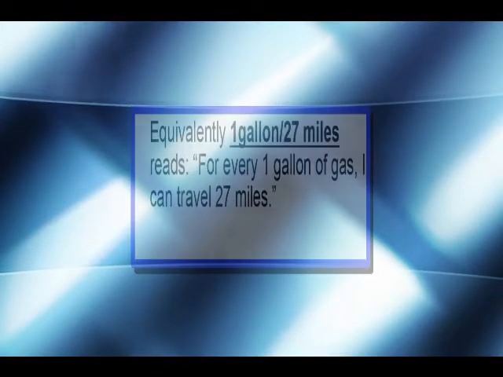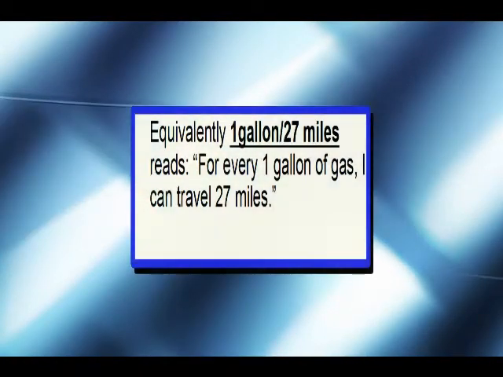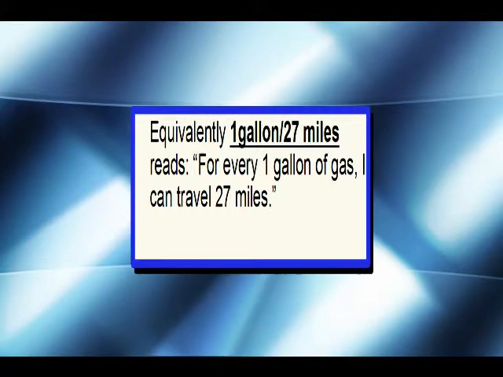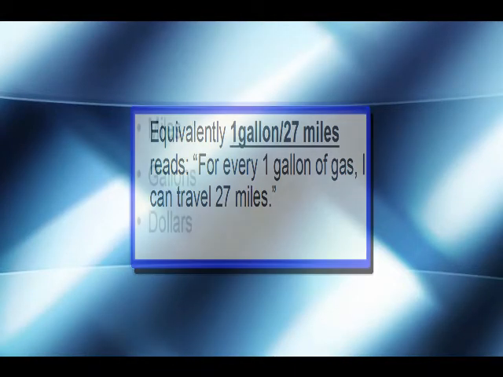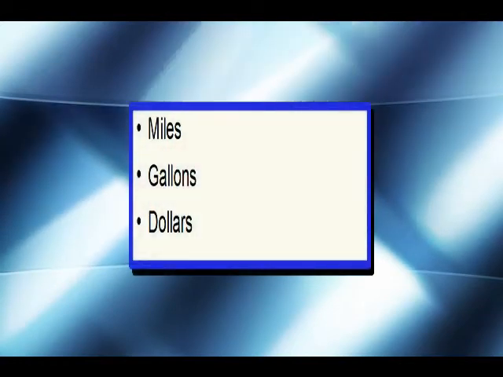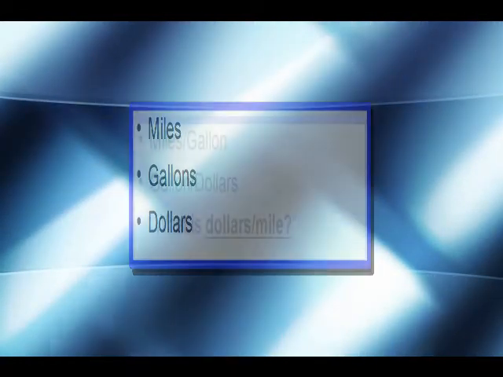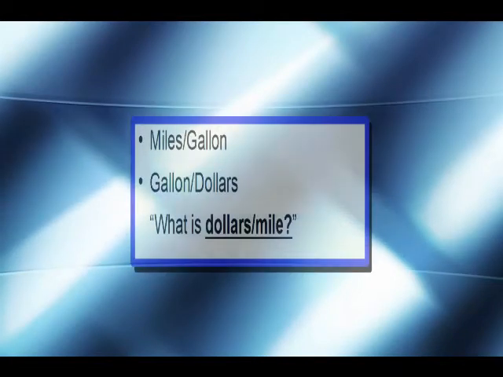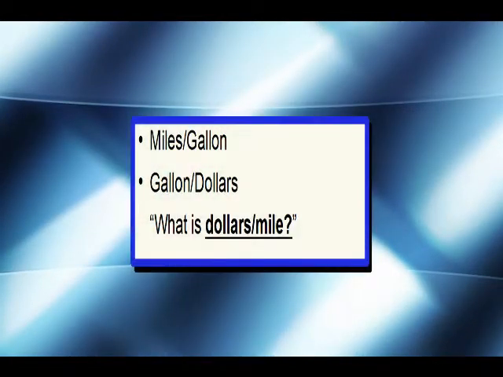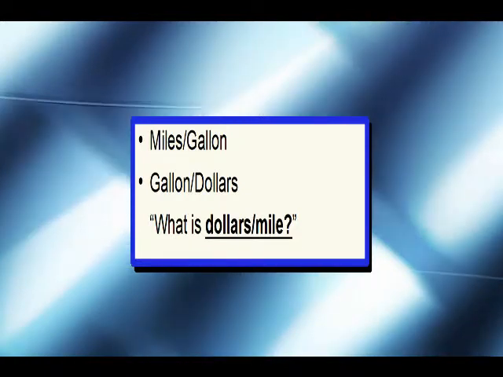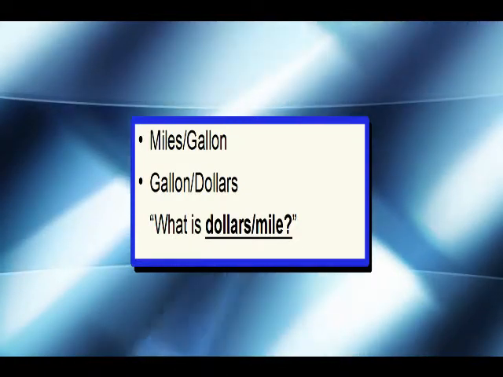I can also flip this and say the equivalent of, for every 1 gallon of gasoline, I can travel 27 miles. So I have 3 units, miles, gallons, and dollars. I currently have 2 rates, miles over gallons and dollars over gallon. I can use this information to determine what is the cost per mile traveled, or what is dollars per mile.